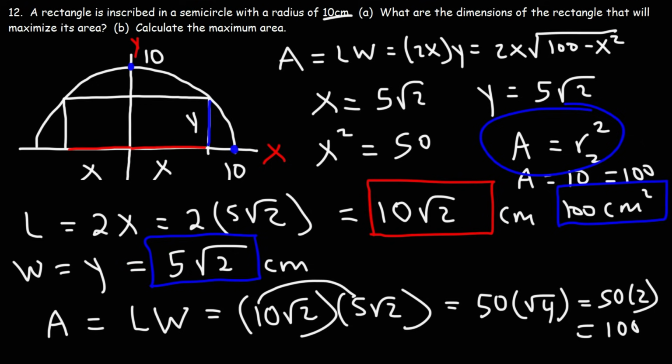So the units for the dimension will be the same as the unit for the radius, but the unit for area will be square units. So if this is inches, the area will be square inches. If this was feet, the area will be square feet.